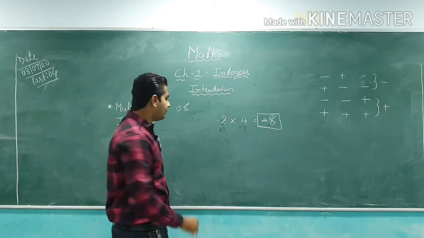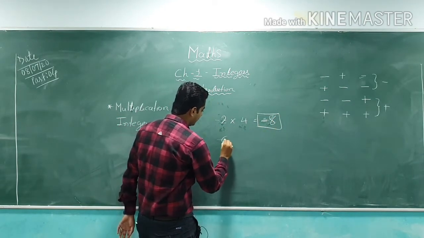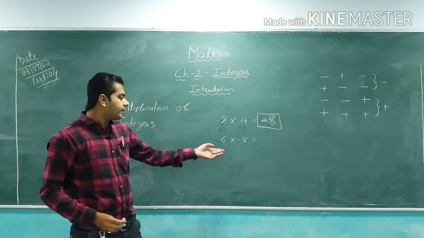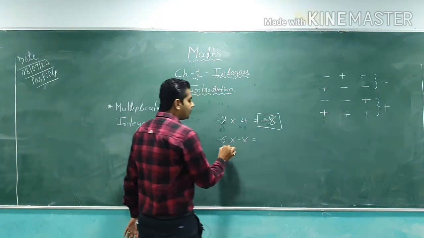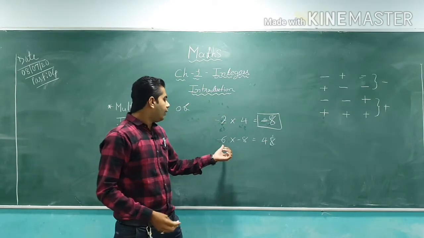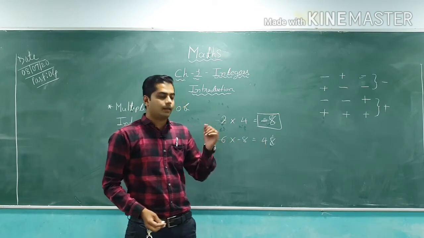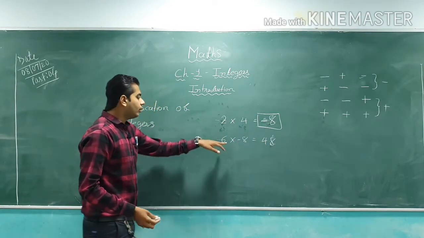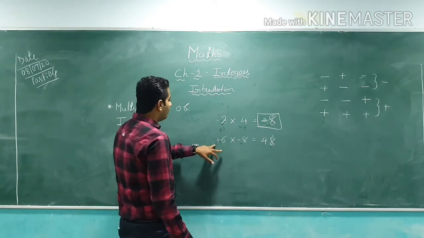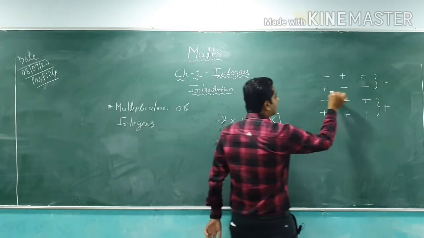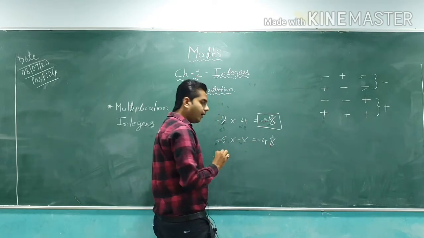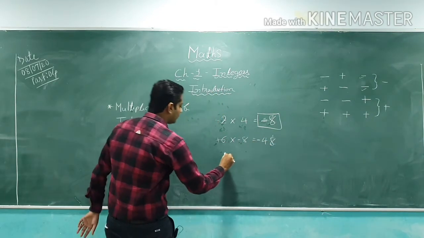Let's take another example. 6 multiply -8. So what is the answer? The answer is simple. 6 8s are 48. Now you know that 8 6s are 48. But what is the sign here? Here you can see 6 is positive and 8 is negative. So positive, negative gives a negative answer. So what will be the answer? -48. Easy.